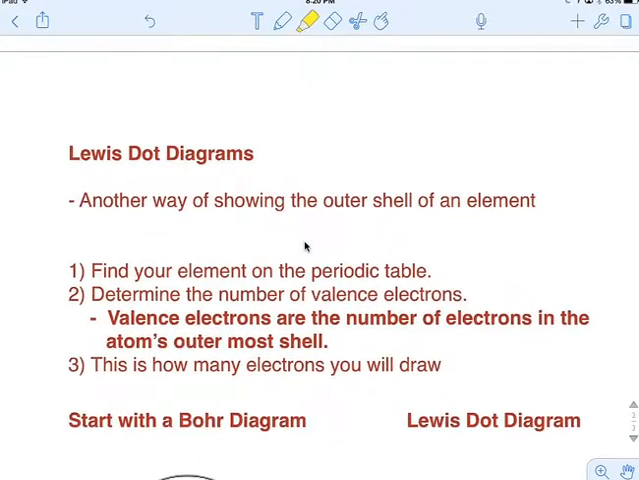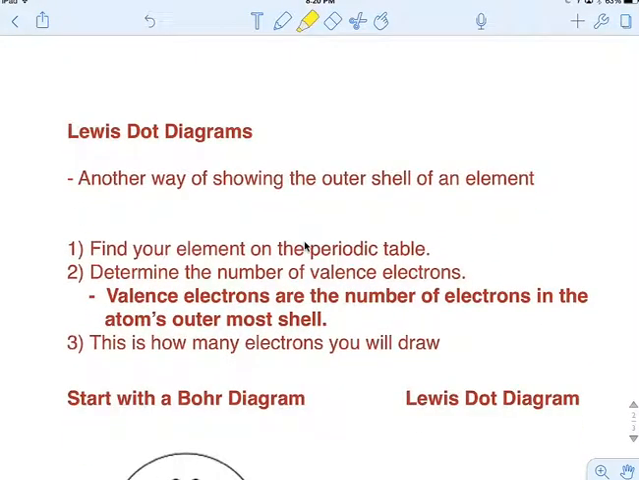All right, at this point, please pause the video so that you can go over Lewis dot diagrams. Lewis dot diagrams are an important thing for you to understand as they will go over the structure of an element.